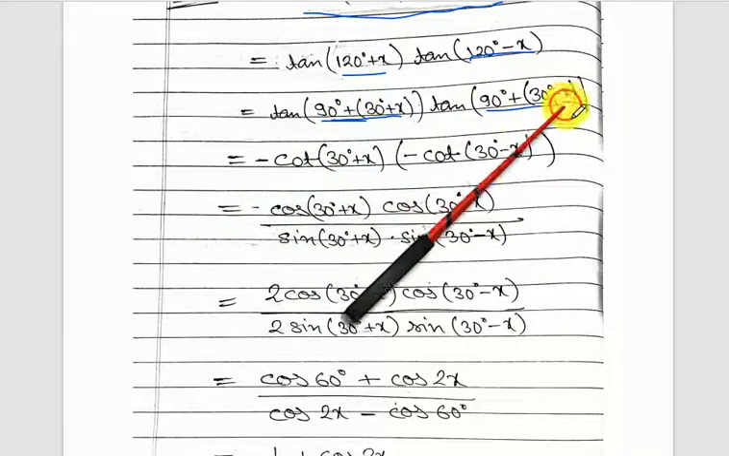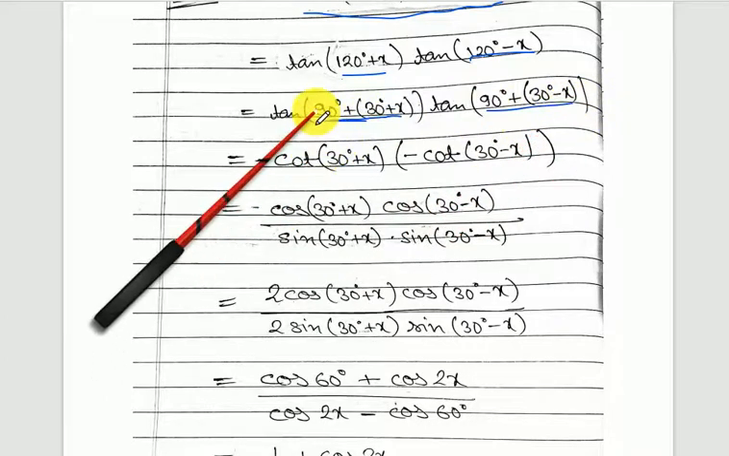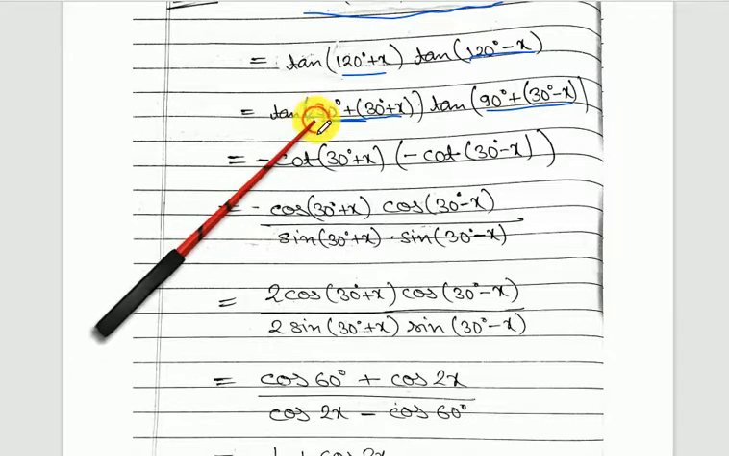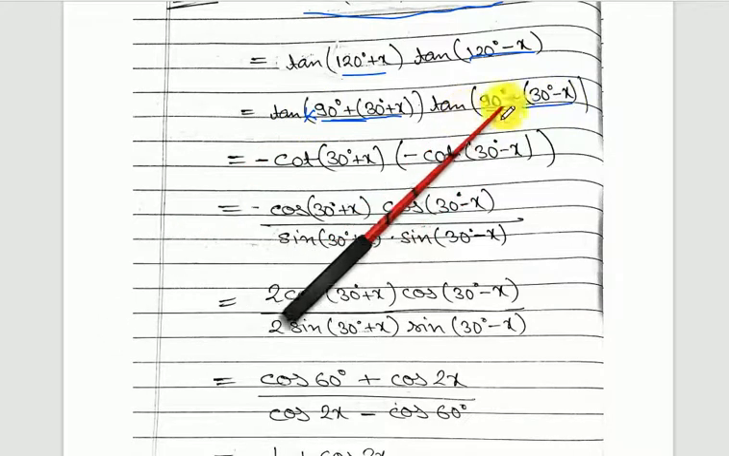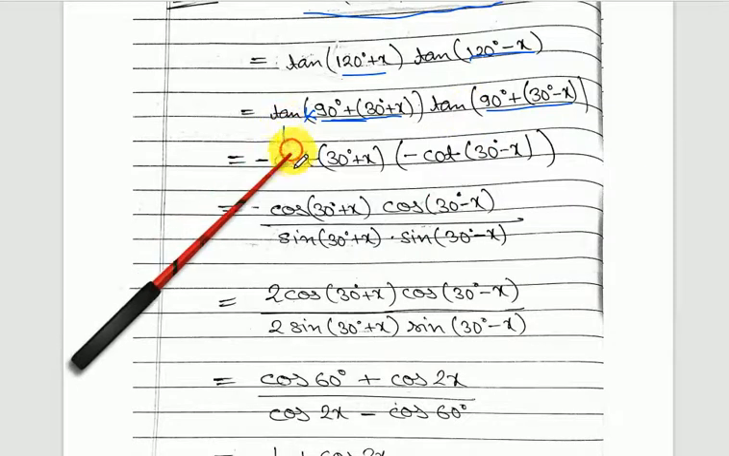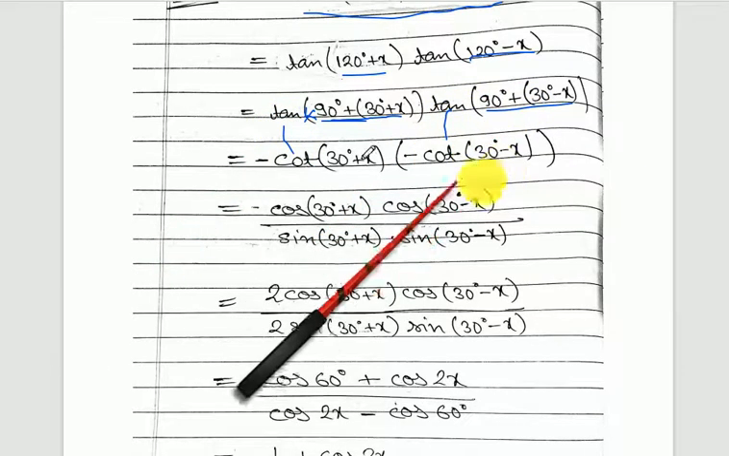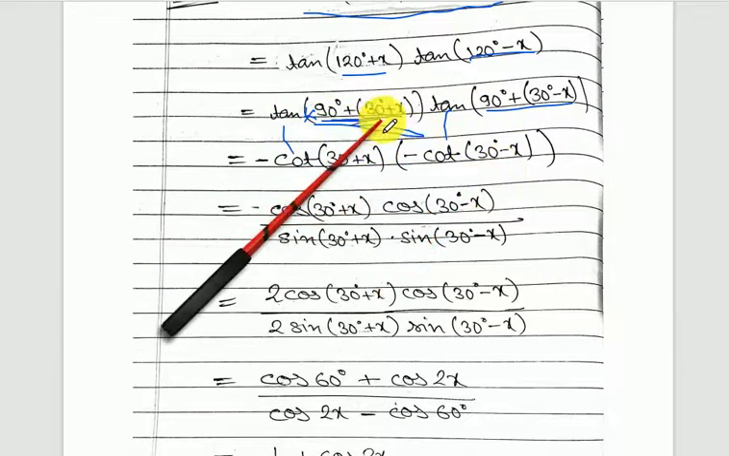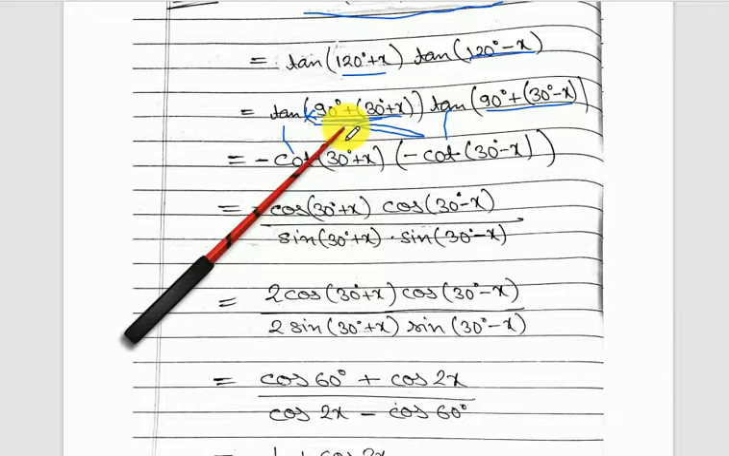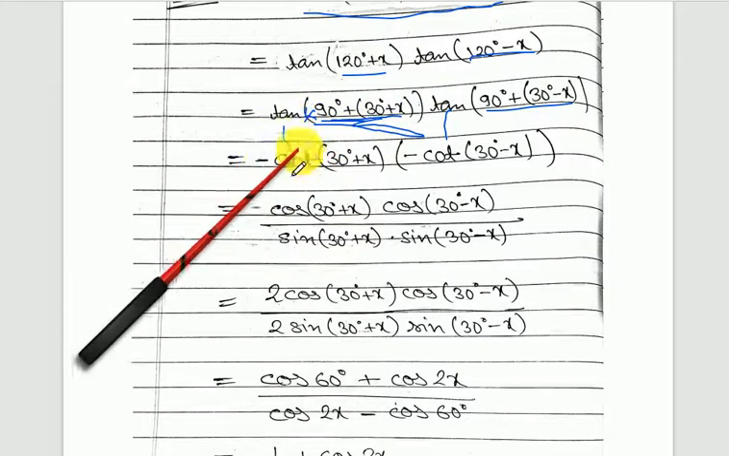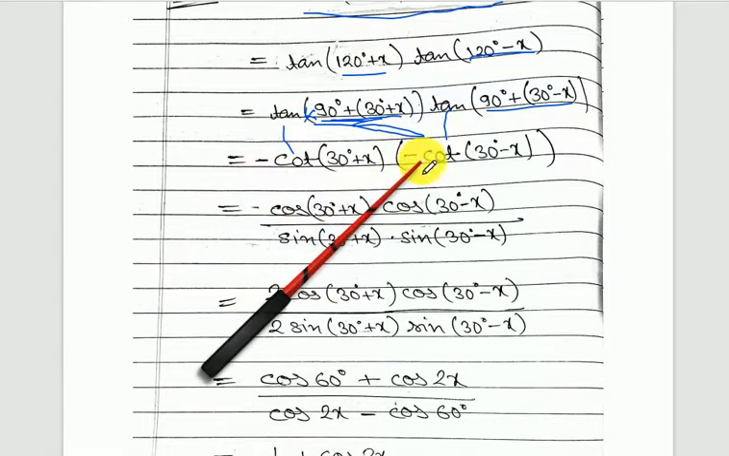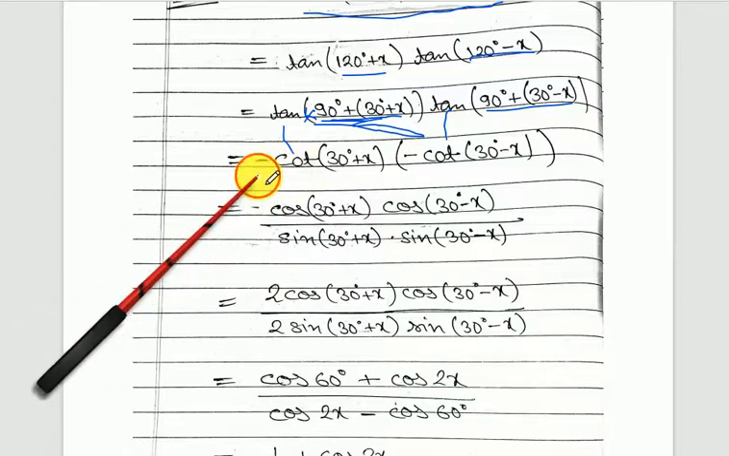Same here. Now you can see this is 1 into 90, and 1 is odd. Here also 1 into 90, 1 is odd. So tan will become cot in both the cases, and the whole angle lies in the second quadrant, and in the second quadrant tan is negative, so I get minus cot. Here also I get minus cot, so minus minus is plus.